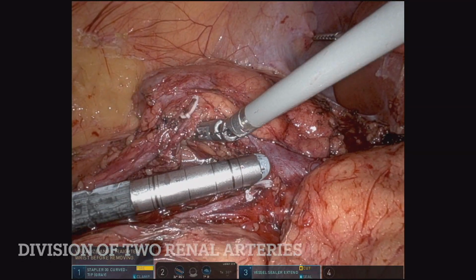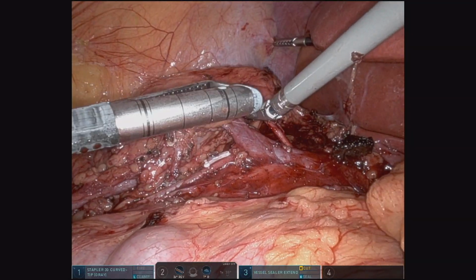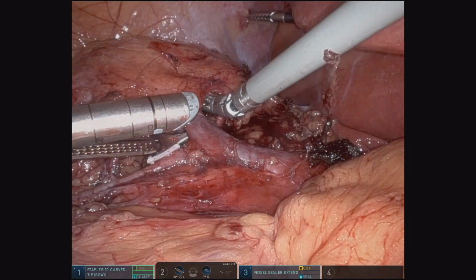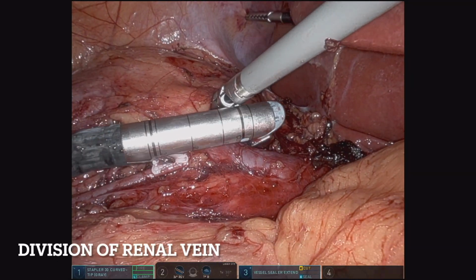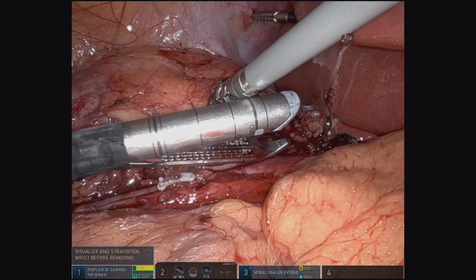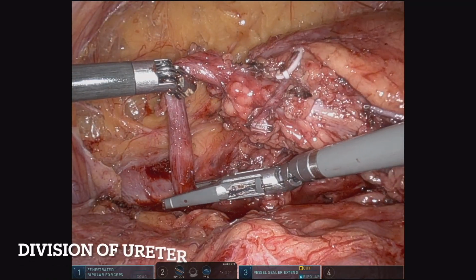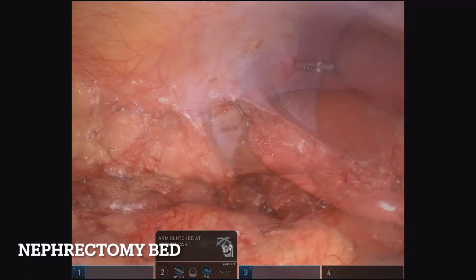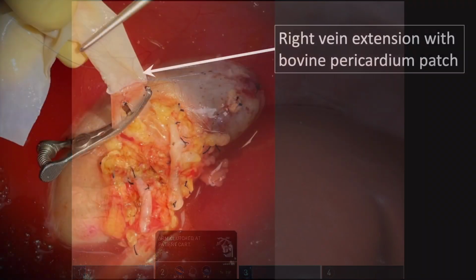Now we start dividing the vessels after giving systemic heparin. This is the second renal artery that's divided, followed by the division of the renal vein right at the junction with the IVC. Ureter is divided last above the clip, completing the nephrectomy. Here's a view of the renal bed, kidney taken out.